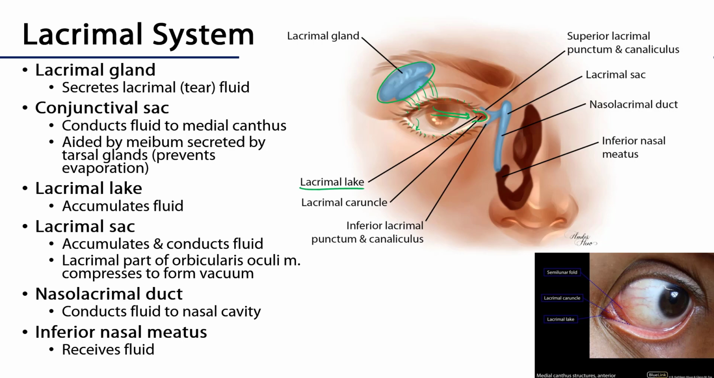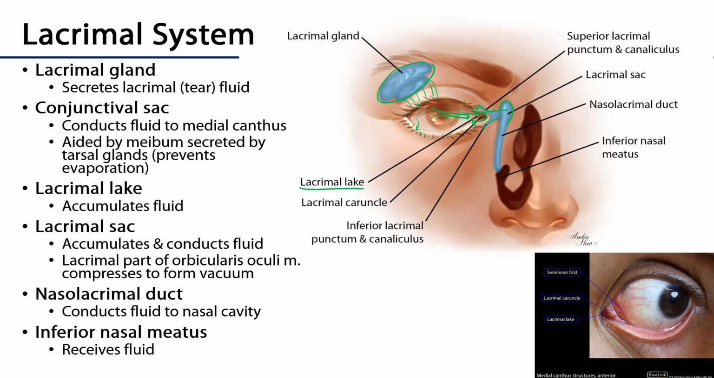So tears accumulate in that area, and they are absorbed through tiny pores, or puncta, in both the superior and the inferior eyelids, and then conducted via canaliculi out to the lacrimal sac. This lacrimal sac is deep to the lacrimal part of orbicularis oculi. I think of it like a little squeeze ball. When the muscle contracts, it squeezes that, and when the muscle relaxes, it creates a vacuum, sucking the tears into the lacrimal sac.